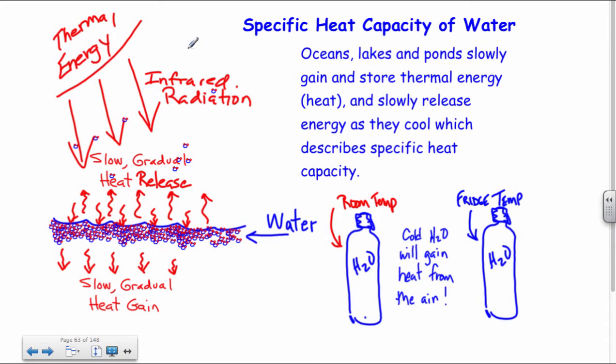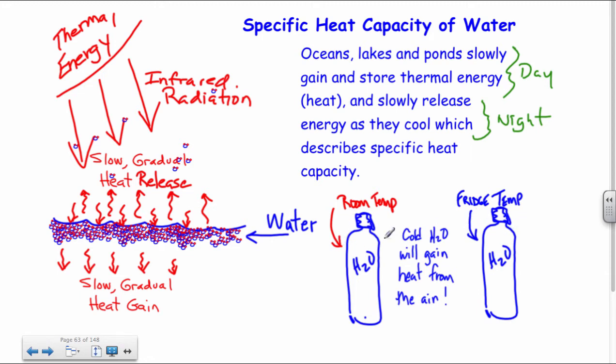In this sketch, we see, again, the specific heat capacity of water in oceans, lakes, and ponds as they slowly gain and store thermal energy, heat, from the sun during the day, and then slowly release energy as they cool. This would be at night. This describes specific heat capacity.